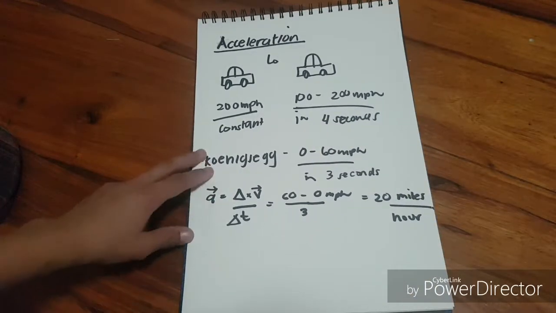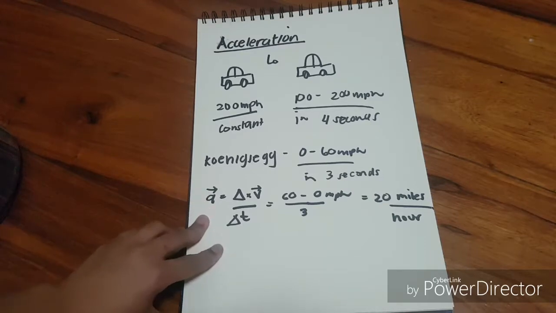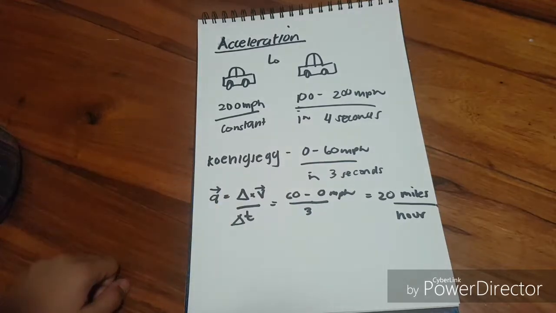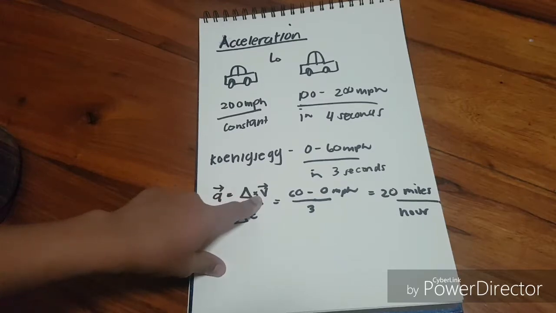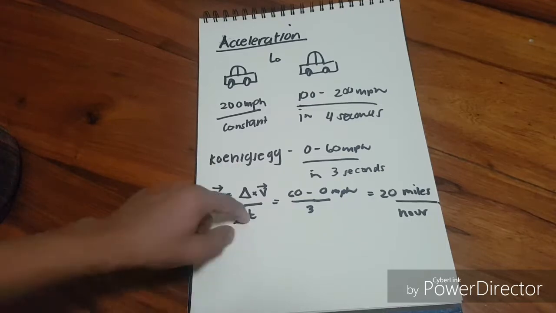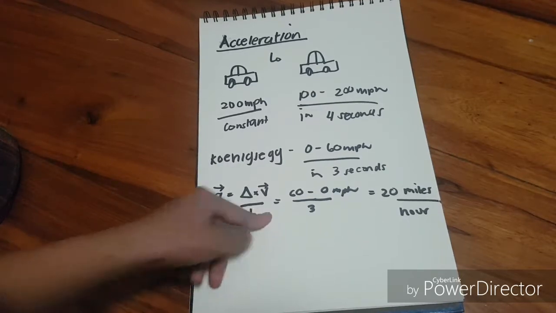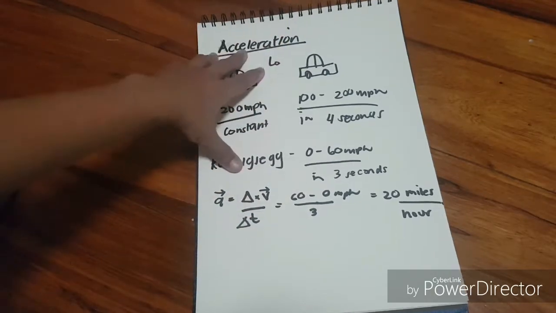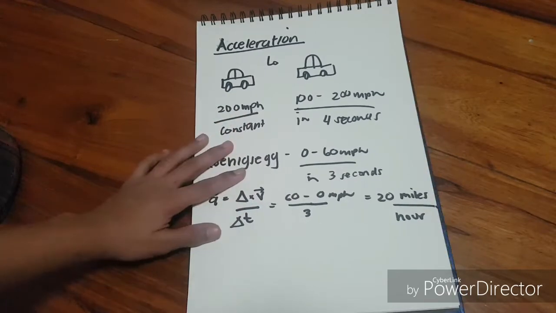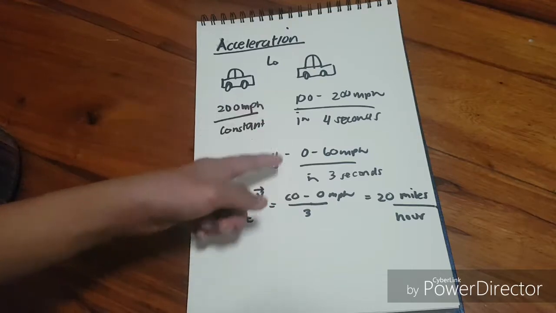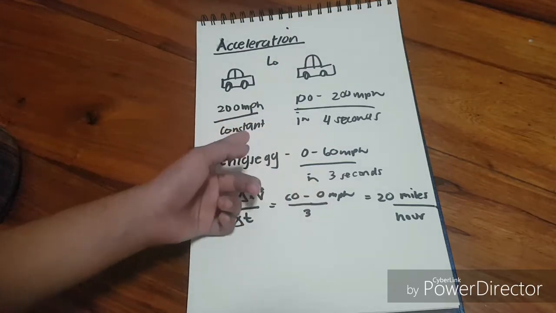So let's say there was a sports car, a Koenigsegg. The car went from 0 to 60 miles per hour in 3 seconds. So this is how you will get it. Delta v means change in velocity, where v stands for velocity and t stands for time, so change in time. So what is our time? Our time is 3, and our change in velocity, because acceleration is change in velocity, is 0 to 60, but we're going to write it in subtraction form. So 60 minus 0 miles per hour.